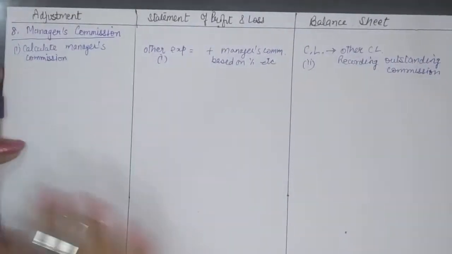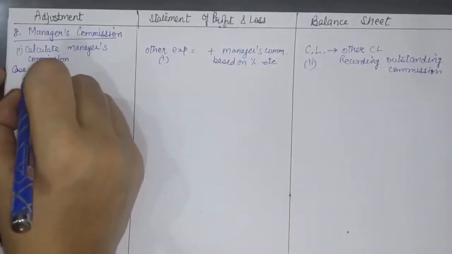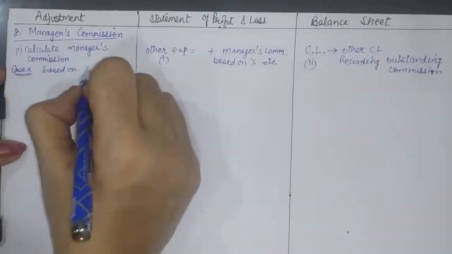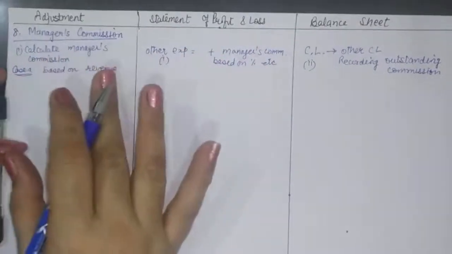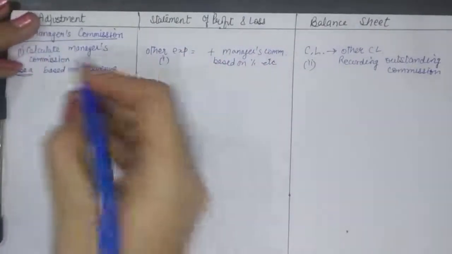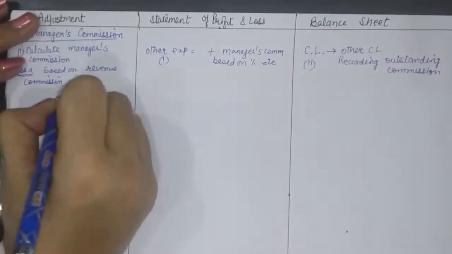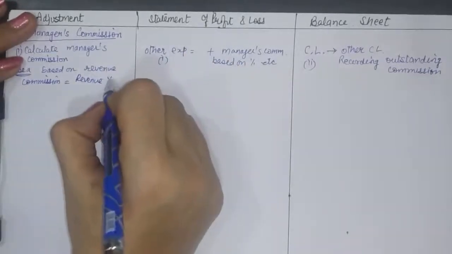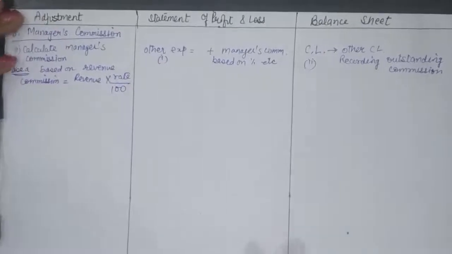Now calculation part. There are various cases for the calculation of commission. Now case 1 is when it is based on revenue or sales. Now there is no problem in such calculations. So we can easily calculate commission as equal to revenue, sales revenue, gross revenue, net revenue, as the case is given, into rate of commission upon 100, direct application.